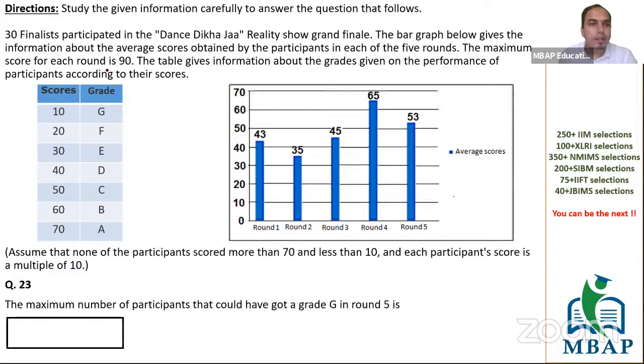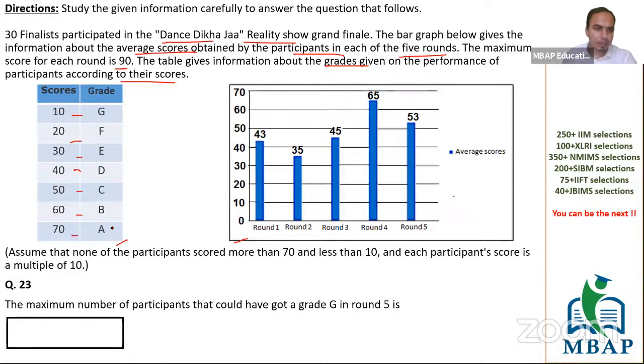Great. All right, so now this is where you have multiple graphs. You have scores, grades, and graphs. 30 finalists participated in Dance Dikhaja, a reality show. The bar graph gives the information about the average score obtained by participants in each of the 5 rounds. There are 5 rounds overall. The maximum score in each round is 90. The table gives information about the grades given on performance of the participants according to the scores. So this is the grade sheet.